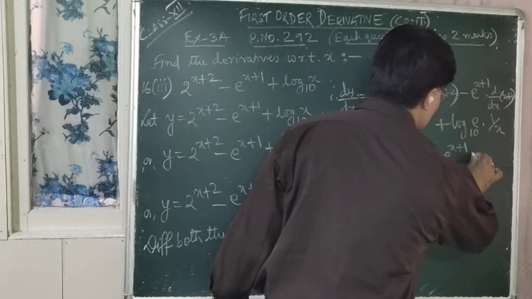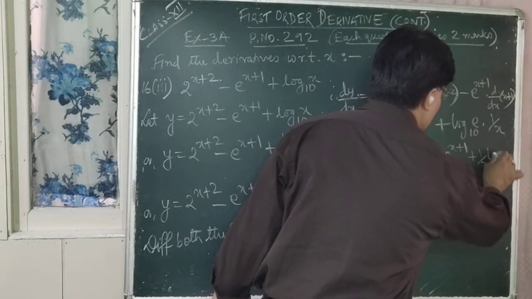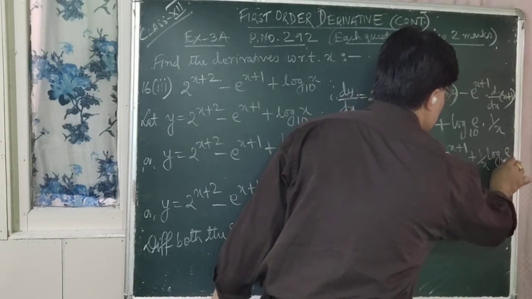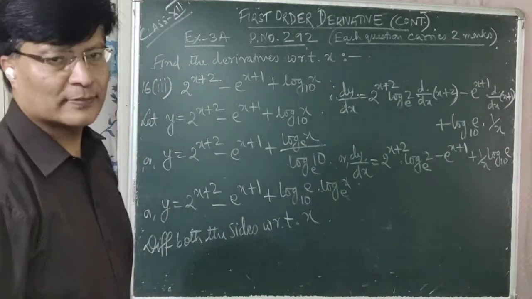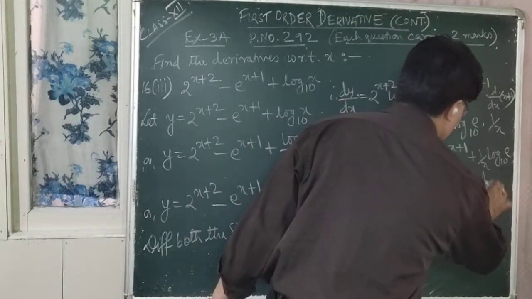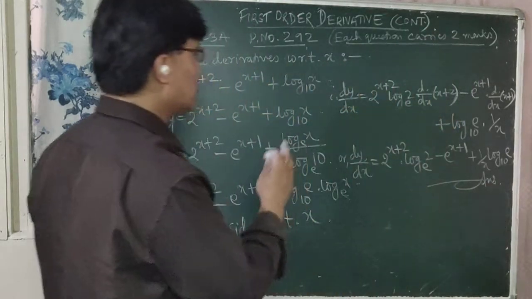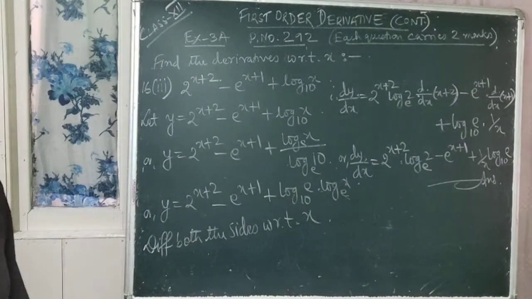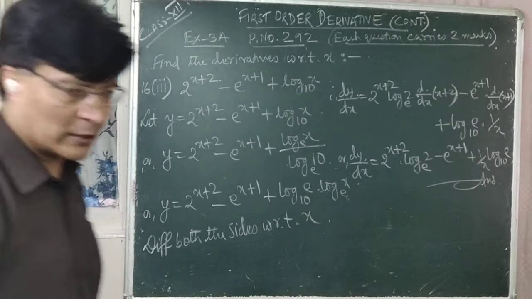Then the last one is plus 1 upon x log e base 10. Is that clear to all of you? Now this is the final answer. So I think you have understood it. So we'll do the next problem now.